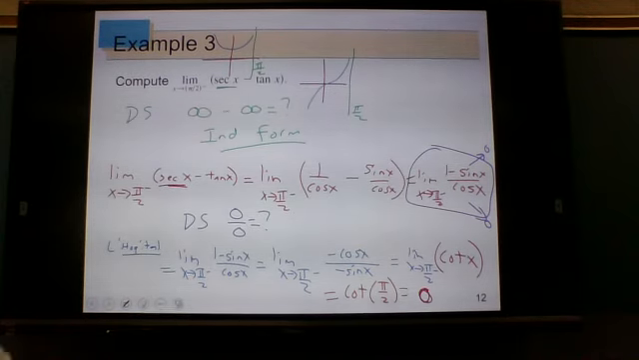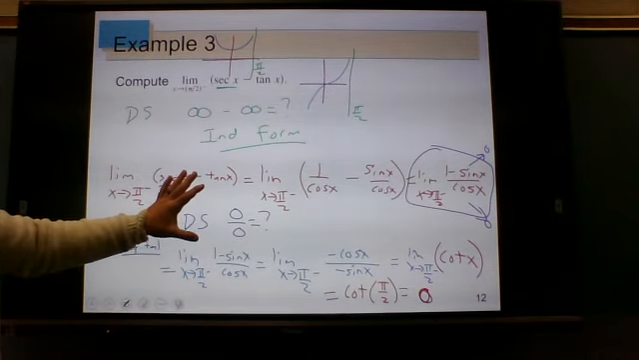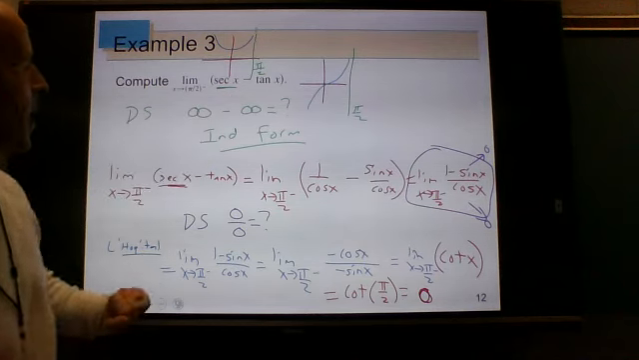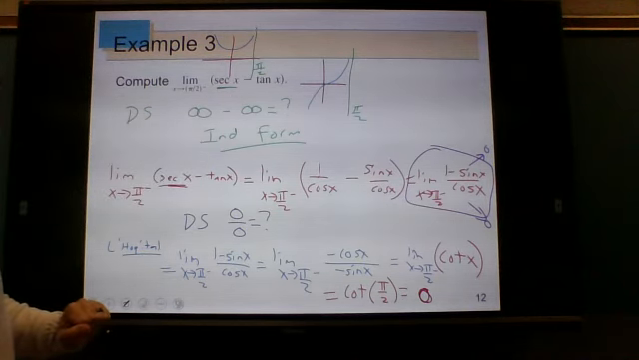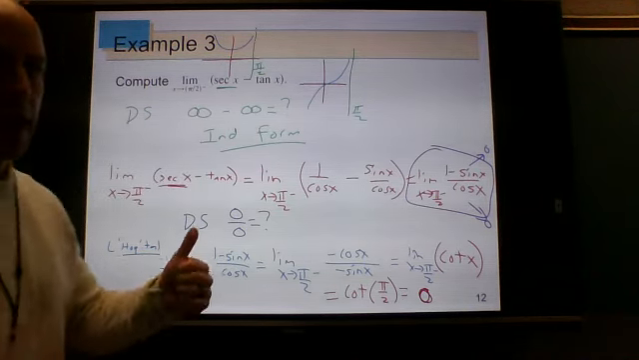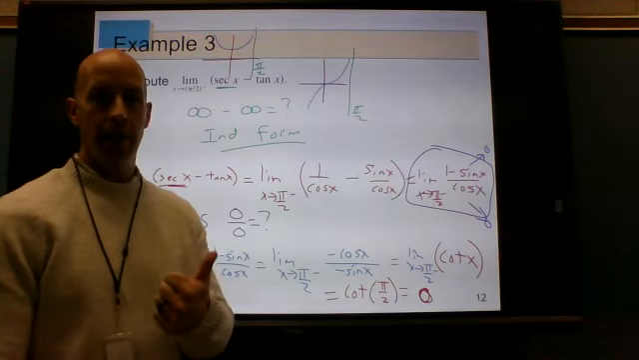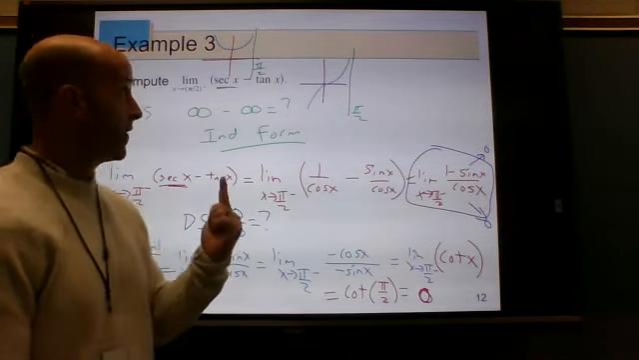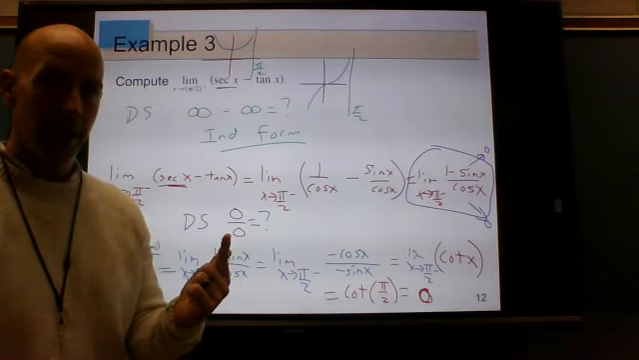So this was to show an example of infinity minus infinity. Okay? So we've looked at the product that yielded an indeterminate form. We've now seen a difference that yielded an indeterminate form.